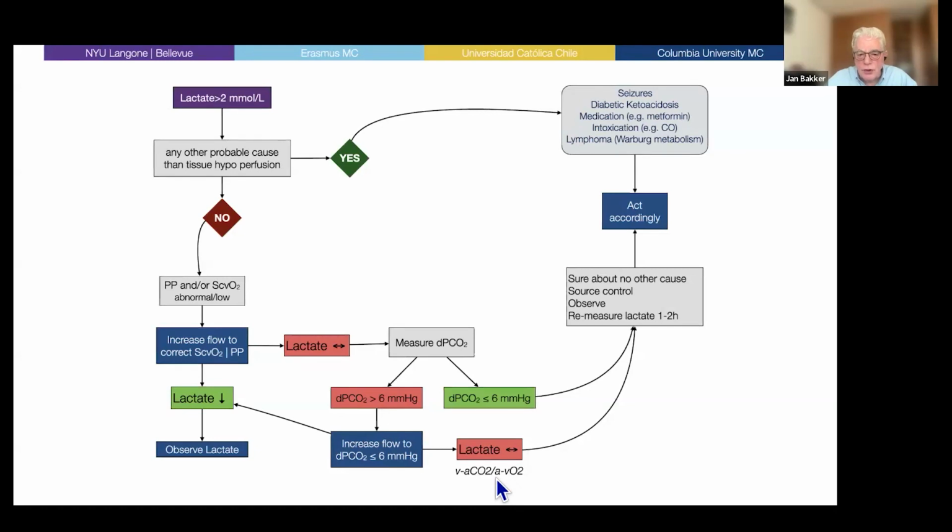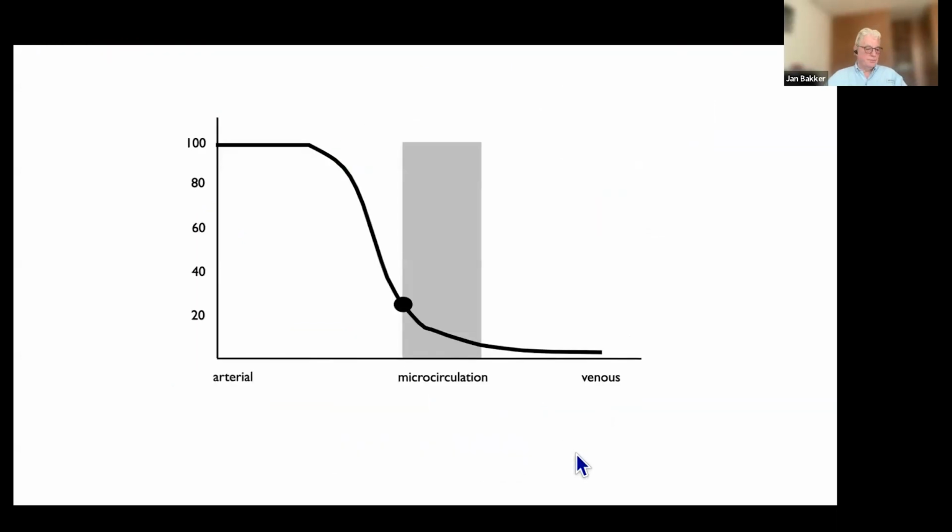CO2 difference over the O2 difference, introduced by Gustavo Ospina-Tascón when he did his PhD in Brussels with Jean-Louis, to give, let's say, more context to your lactate and to assess whether this is still related to decreased oxygen consumption. And during all of this, be aware of venous congestion.